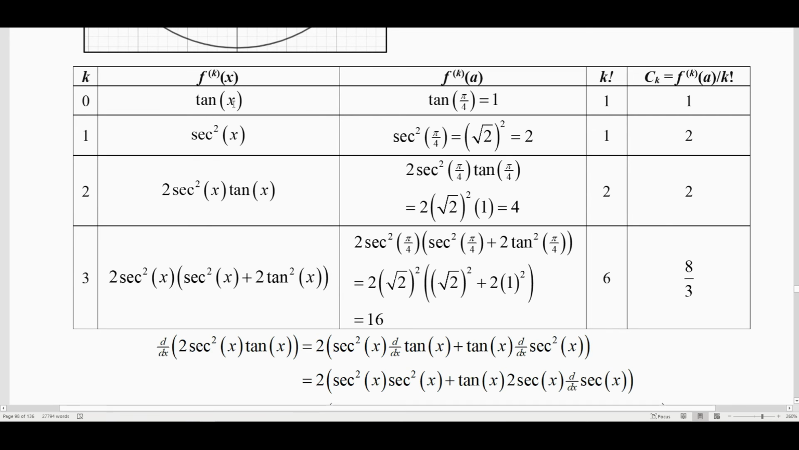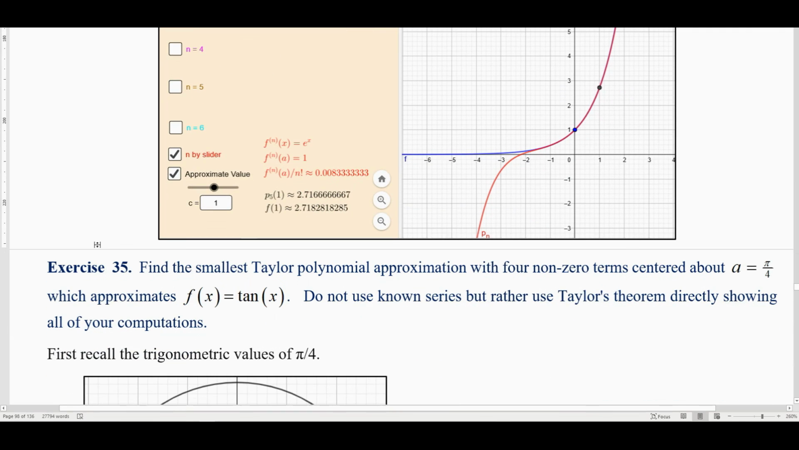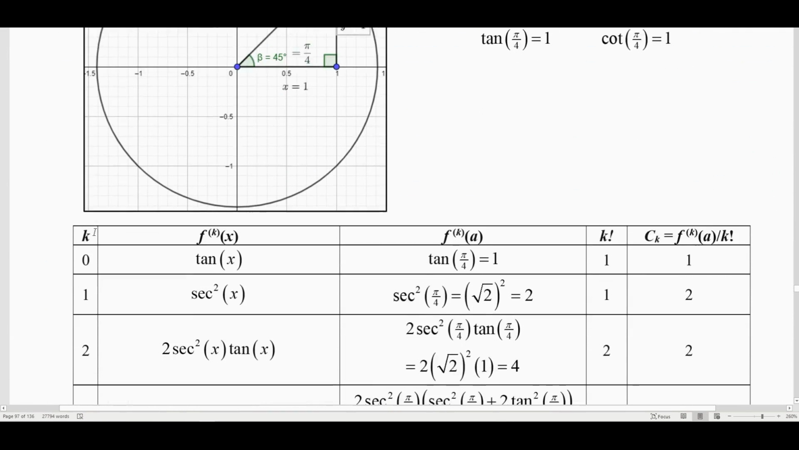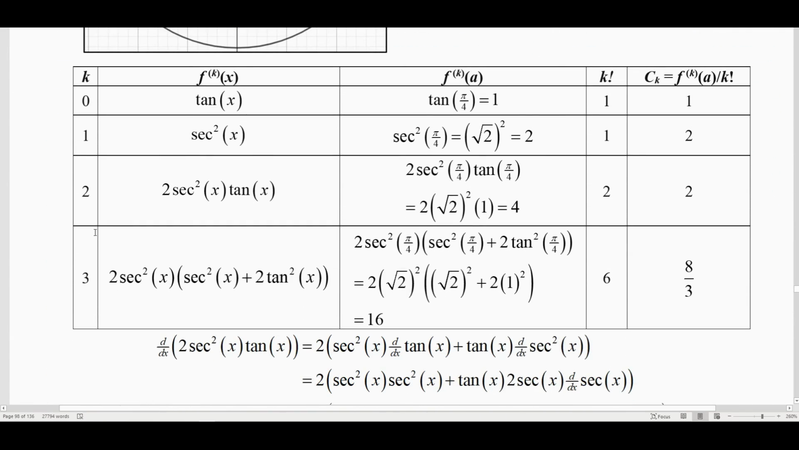I'm going to make a table similar to the table I used earlier. K is going to be 0, 1, 2, 3. And what did I say? Work out the first four non-zero terms. So the earliest I could hit is 3. If some of these turn out to be 0, then I might need to go up higher.